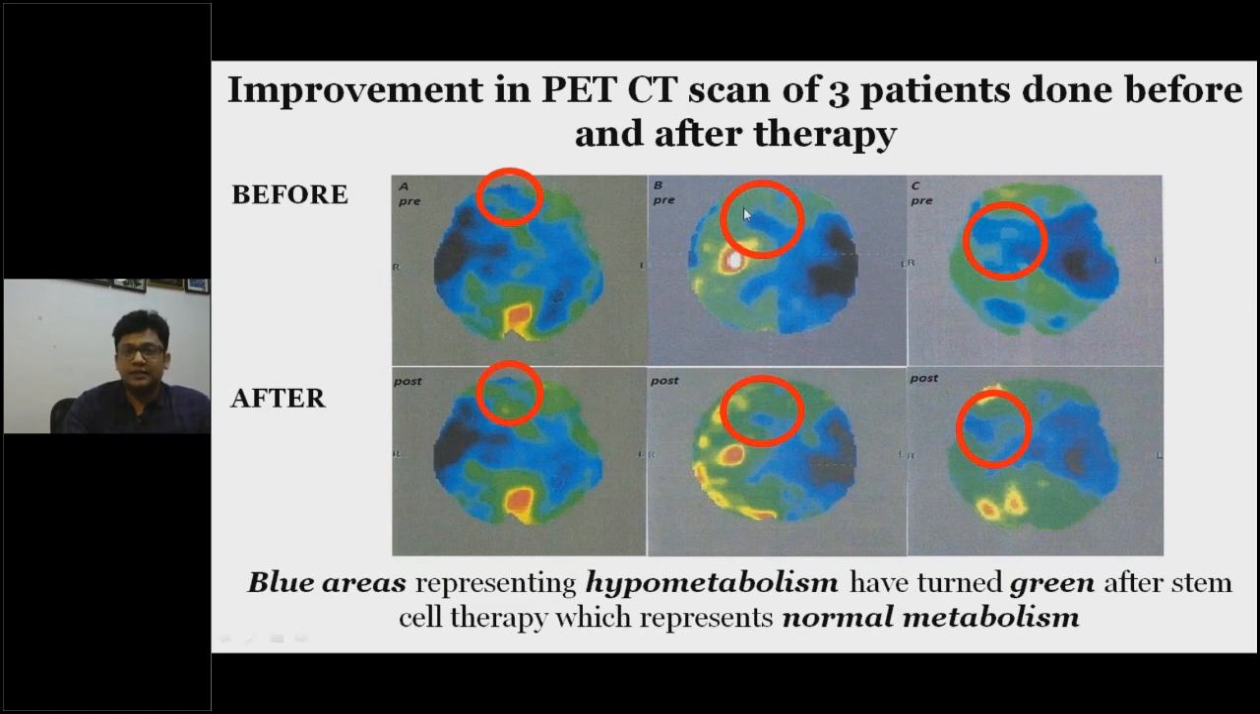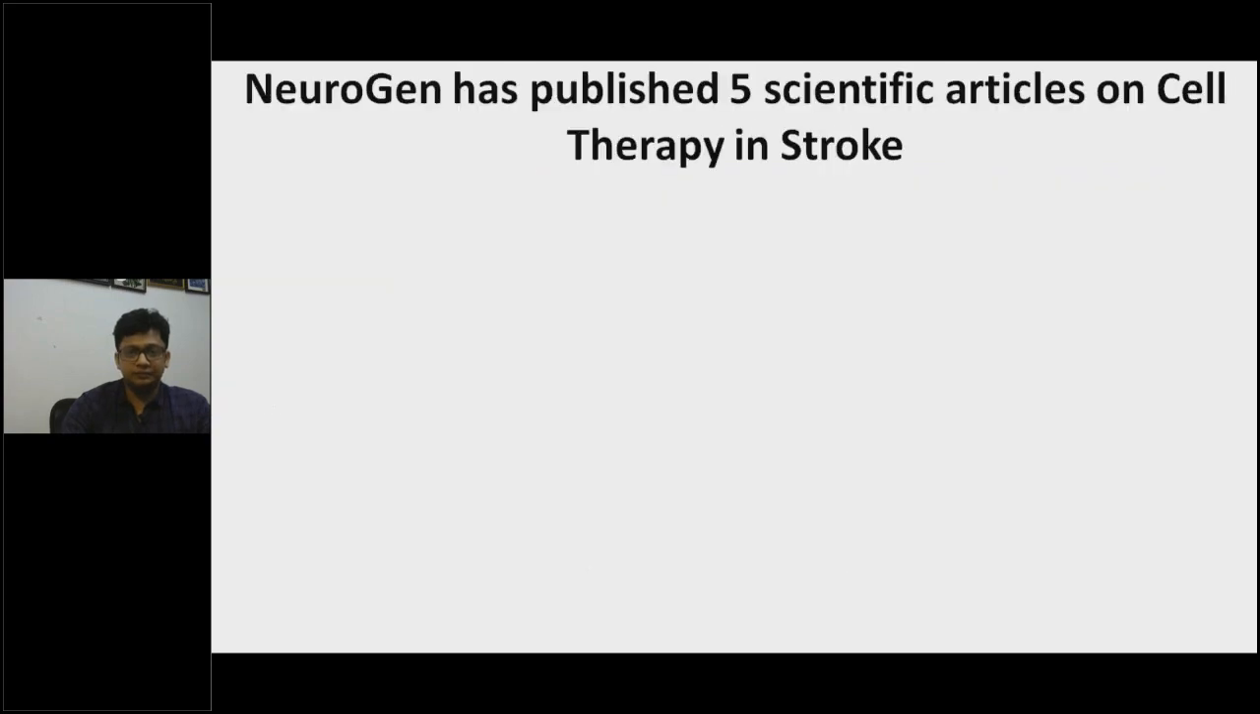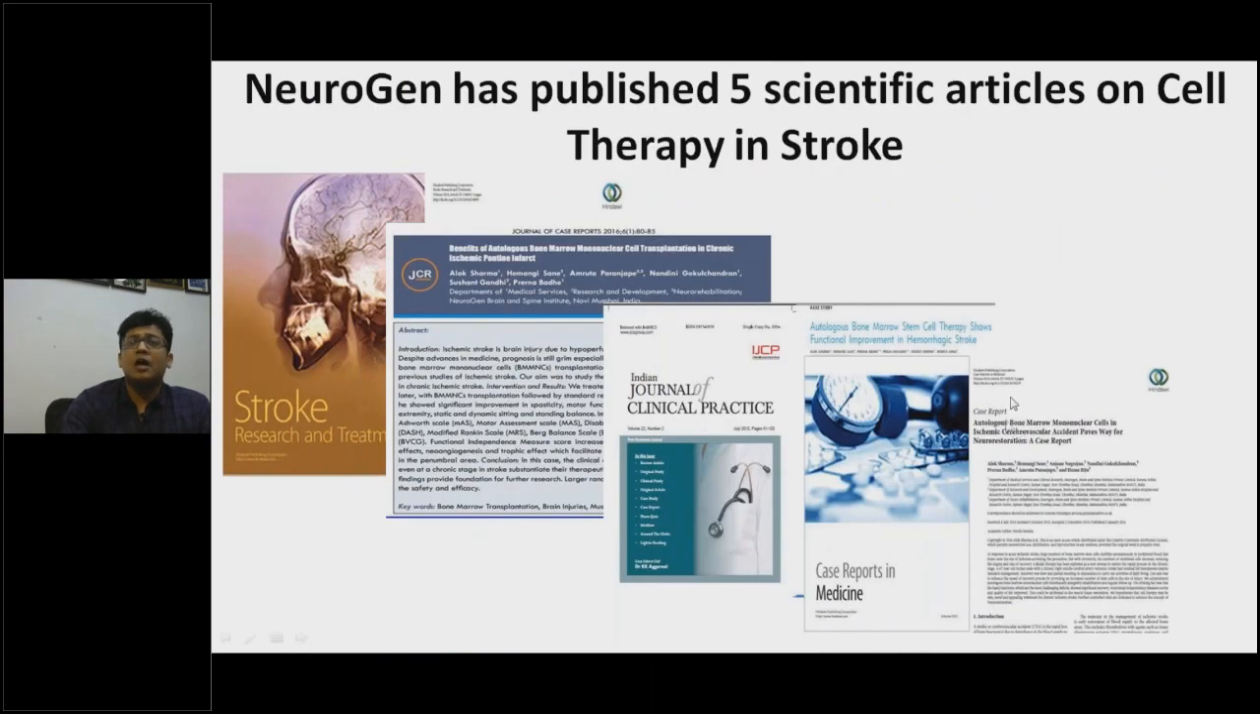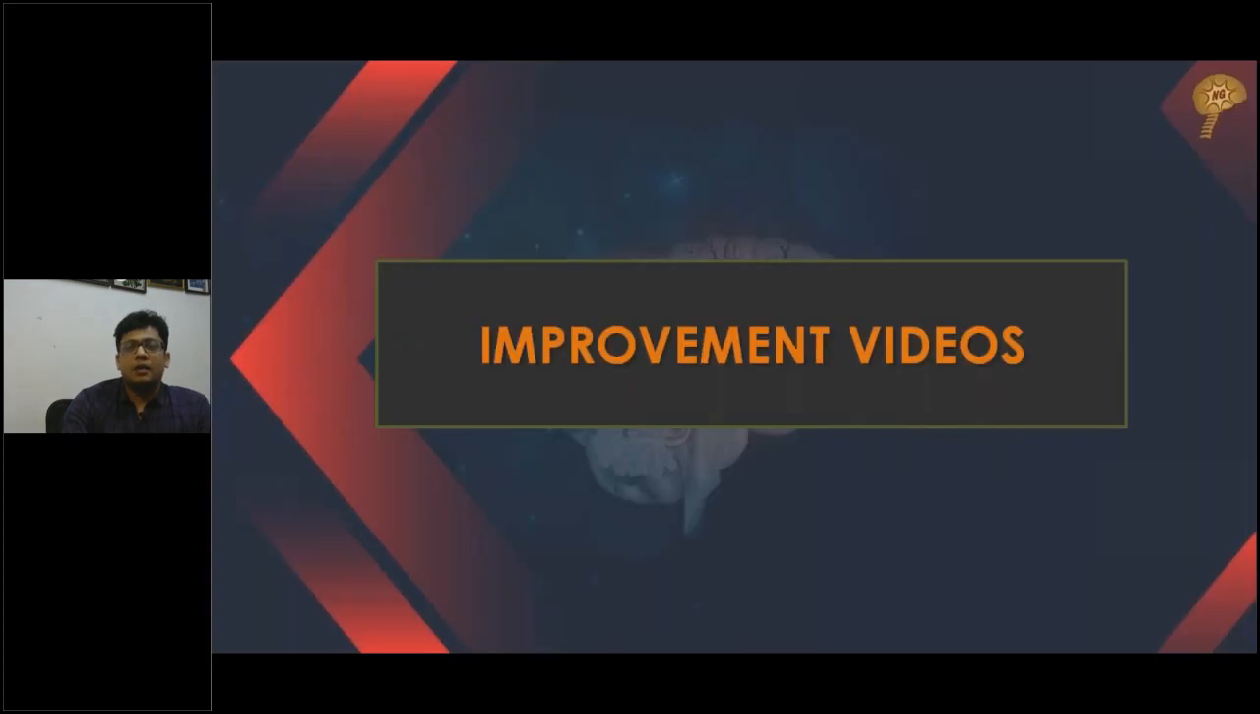So here you can see there is a lot of blue areas which is now converted into green after 6 months. Here also you can see a lot of hypometabolic areas which are converted into green or little more or less hypometabolic areas. So Neurogen has published 5 scientific articles on cell therapy in stroke. So I will show you some of the improvement videos.